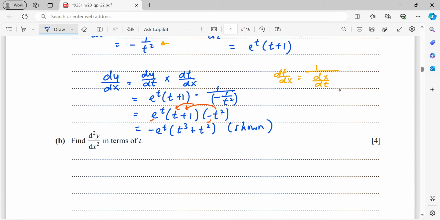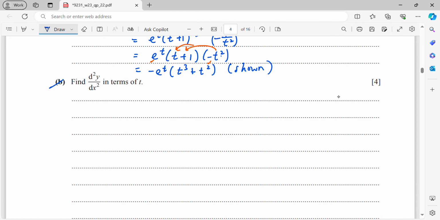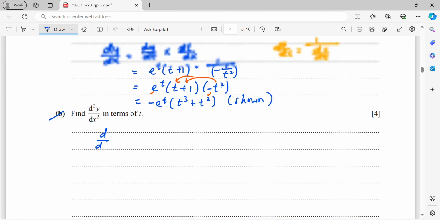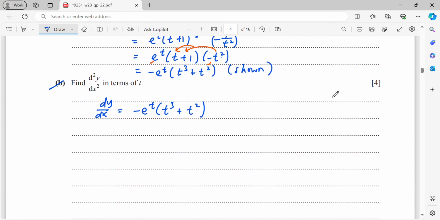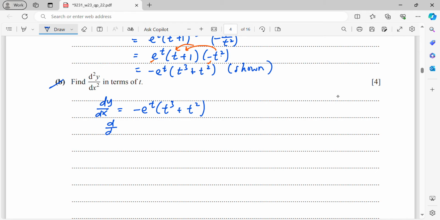Now part B, find d squared y over dx squared in terms of t. So I have to differentiate my dy/dx. Look at here, I'll copy back first. dy/dx is negative e^t times (t cubed plus t squared). So now I differentiate my dy/dx with respect to t.